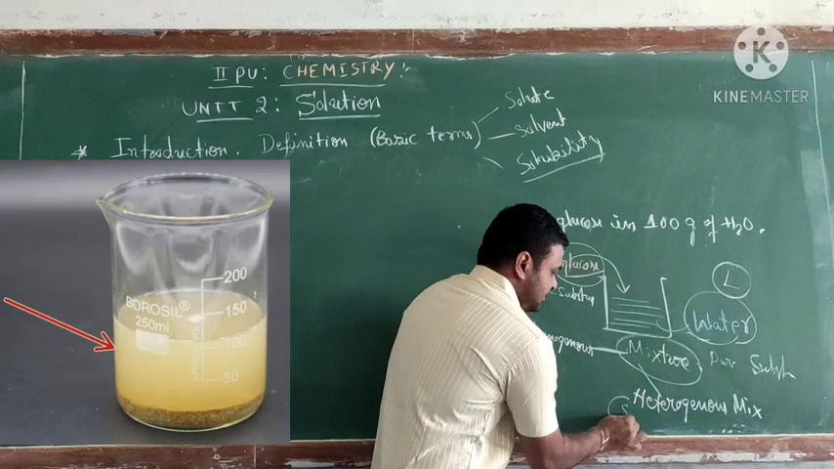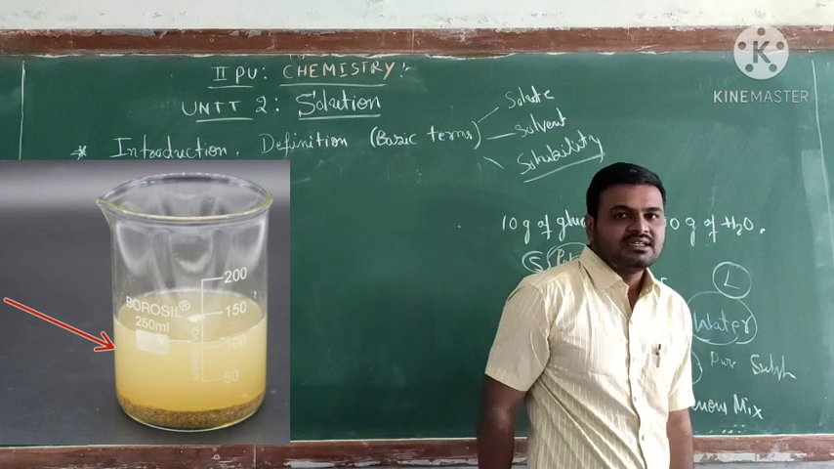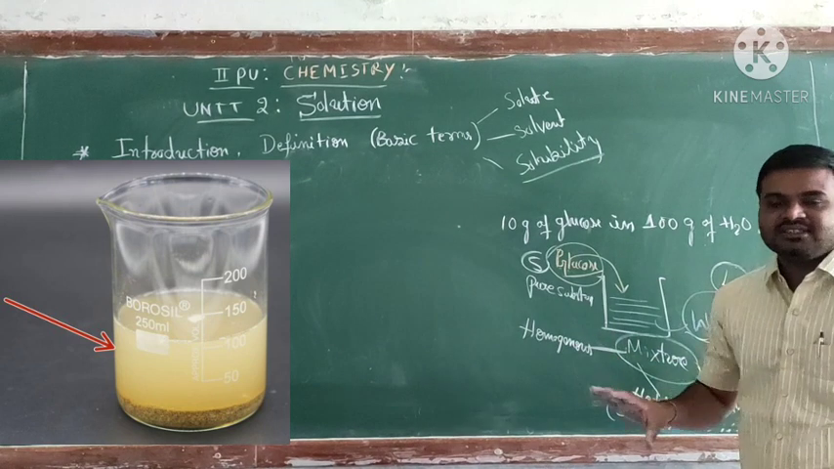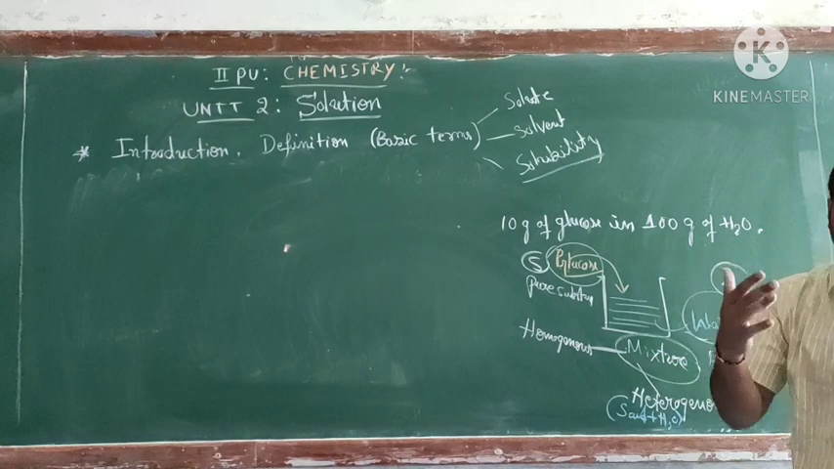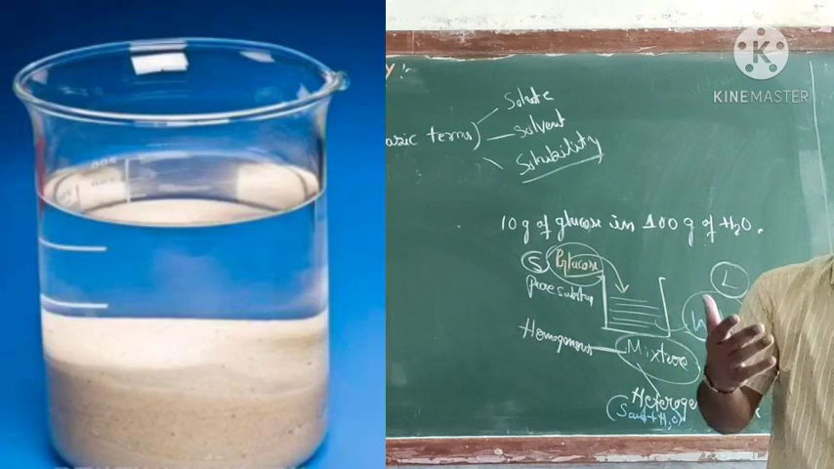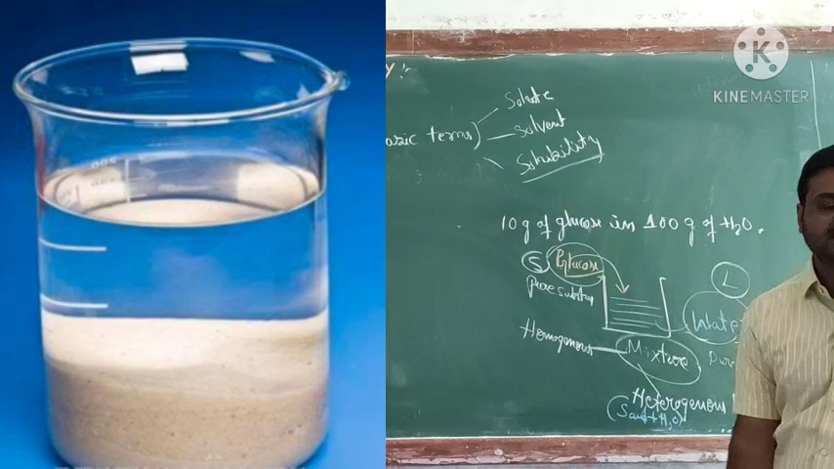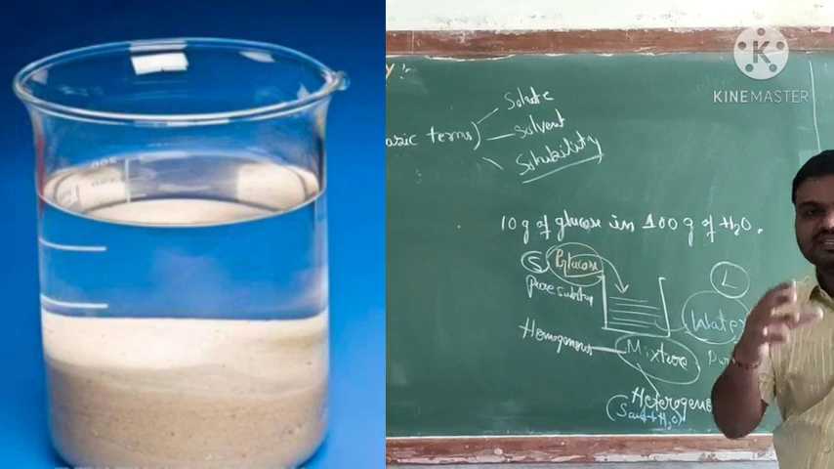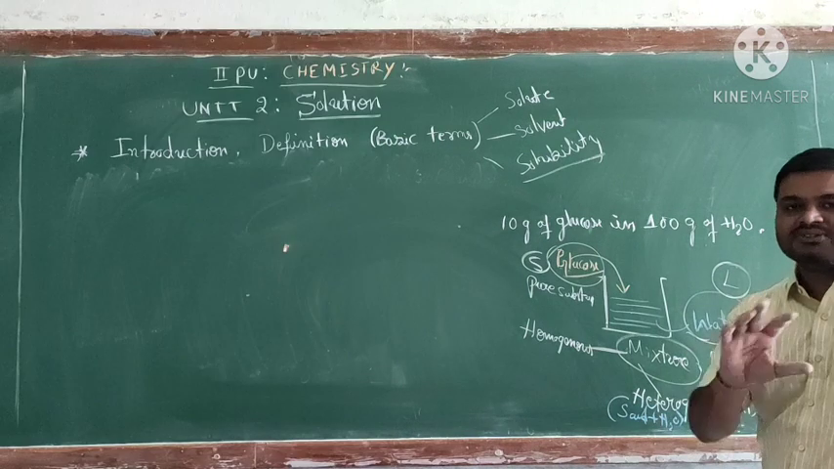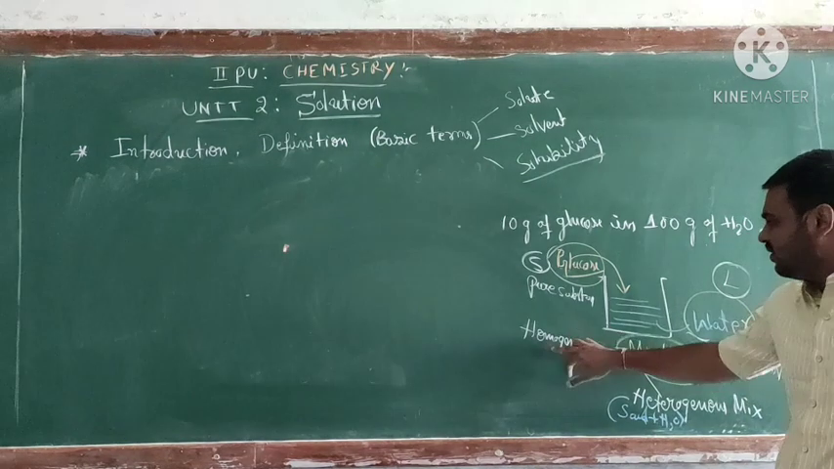Take sand plus water. We observe sand and water mixed together. What does it give? Layers will be formed. Sand is the lower part and water forms two layers. That is heterogeneous. Heterogeneous means layer formation is there. The concentration is not uniform throughout. Clear?